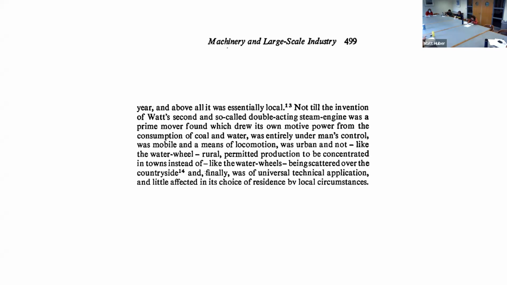The flow of water cannot be increased at will. So it's kind of like you get the flow of water. It failed at certain seasons. You can have a drought where rivers dry up. And above all, it's essentially local, right? You can only set up a factory where there's falling water.